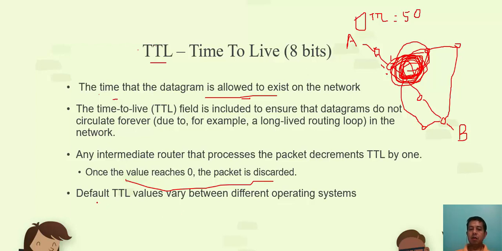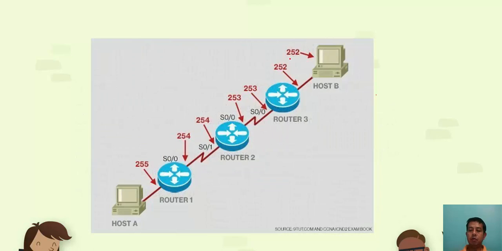Now the default TTL values vary between operating systems because TTL uses 8 bits. So the maximum value of TTL would be 2 to the power 8, which is 255. But this bigger number is rarely used. Normally by default a value like 64 is used.